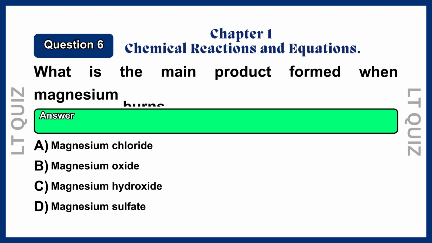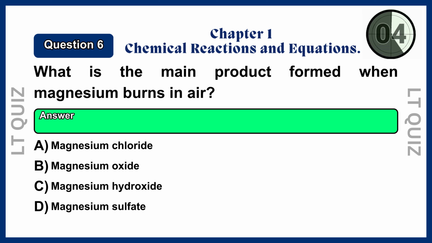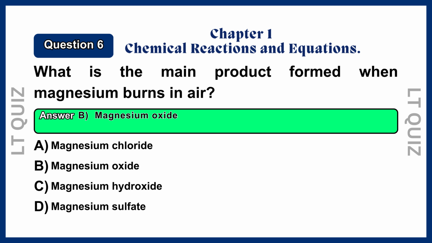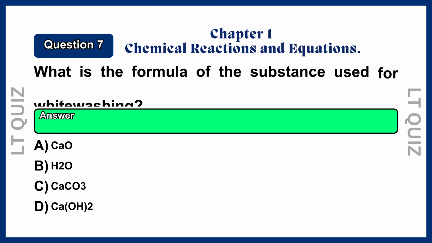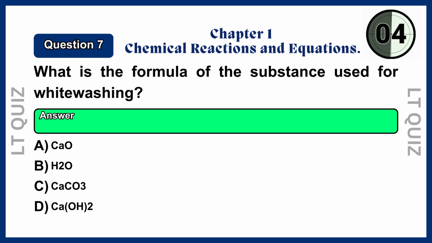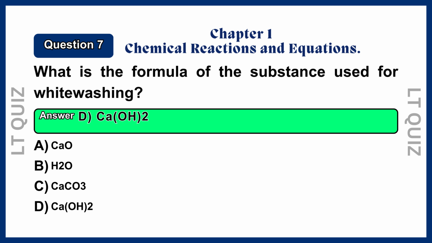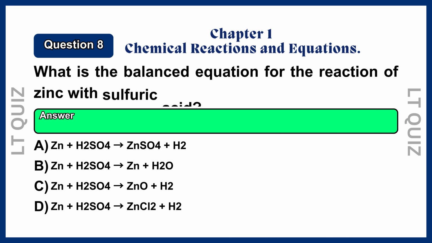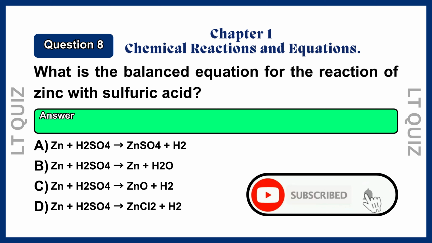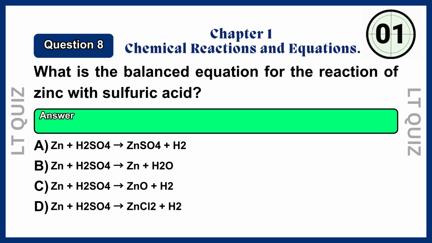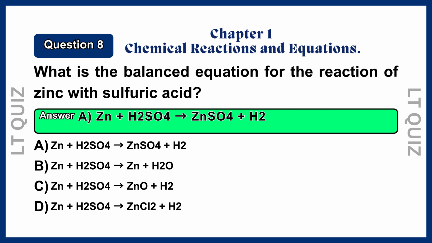What is the main product formed when magnesium burns in air? The correct answer is option B, magnesium oxide. What is the formula of the substance used for whitewashing? The correct answer is option D. What is the balanced equation for the reaction of zinc with sulfuric acid? The correct answer is option A.